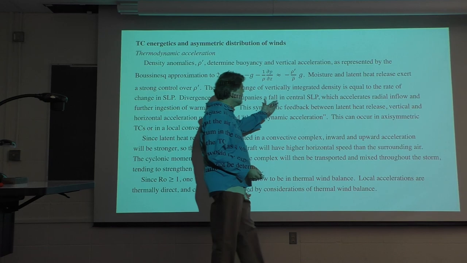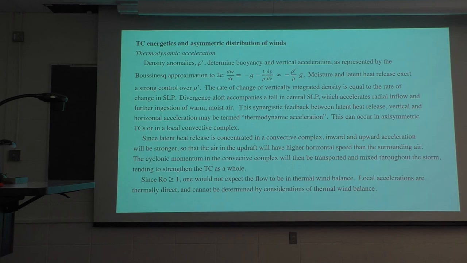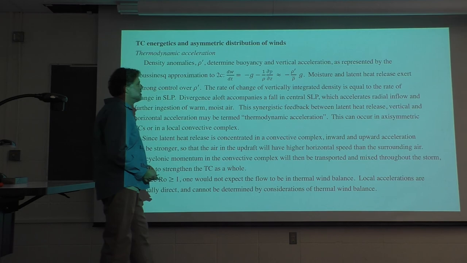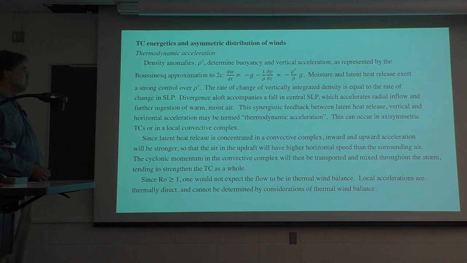Divergence aloft accompanies the fall in the central pressure. That can happen at the tops of thunderstorm complexes, not just the hurricane as a whole. If you have divergence, if you have a local pressure gradient force, you can accelerate during ingestion of warm, moist air. And so, in general, we could say that there's a synergistic feedback between latent heat release, vertical and horizontal acceleration, and maybe this could be called thermodynamic acceleration. I'm aware that throughout my career, people who really are hurricane experts argue vigorously about these theories, and I don't want to get tangled up in it. I'm just naively saying, what about this general idea? Is density an important way to think about it?